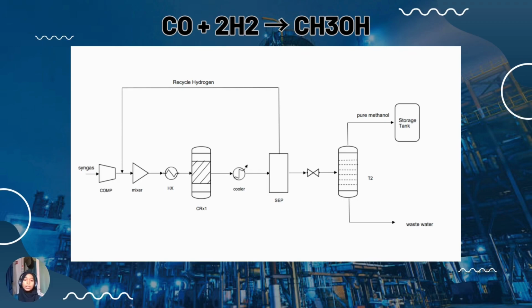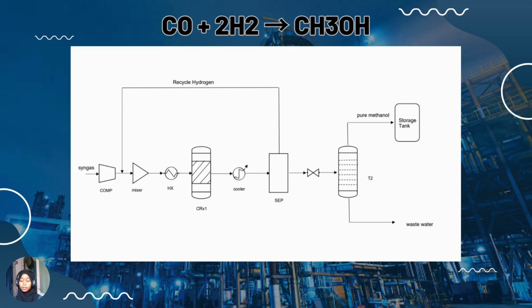First of all, the syngas, which is carbon monoxide and hydrogen, is compressed in the compressor from 150 kPa to 350 kPa. At the mixer, the syngas that exits the compressor will mix with the recycled hydrogen from the top product of the separator. After that, at the heat exchanger, the heat will increase the temperature of the gas mixture from 50 Celsius to 380 Celsius, and then it will be fed to the reactor.